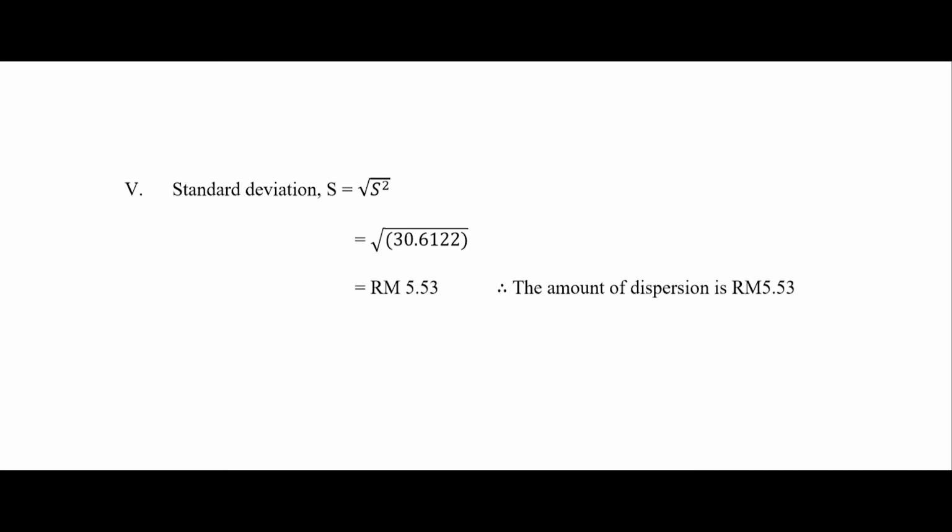To calculate the standard deviation, or S, we can use the square root of the variance. So the variance value is 30.6122. We take the square root and we get the answer 5.5328.